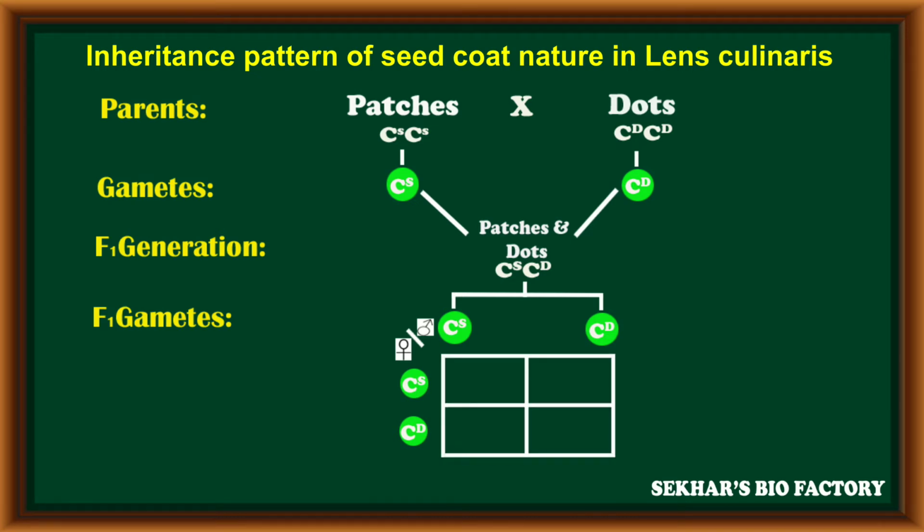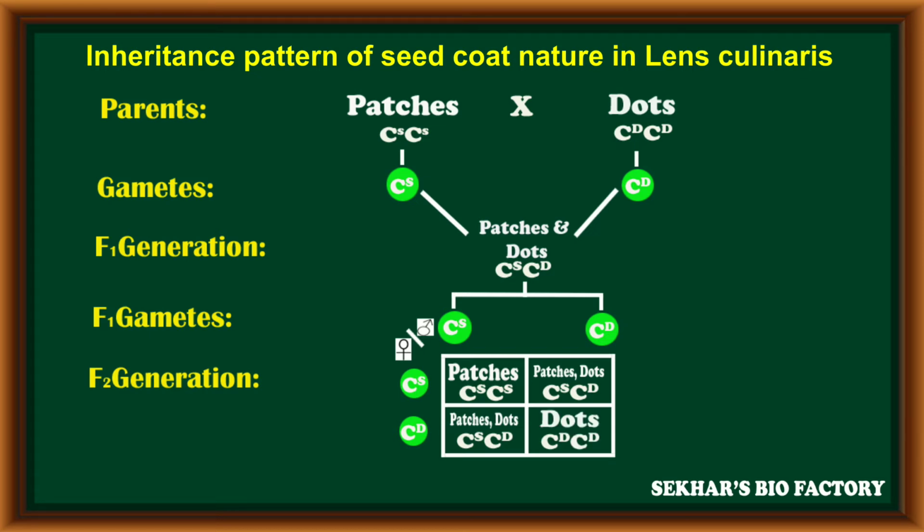In this F2 generation, the first combination is the plant having only patches on the seed coat because of capital CS alleles. The second plant has both patches and dots because of capital CS and capital CD alleles. The third offspring also has both patches and dots on the seed coat because of capital CS, capital CD alleles. But the last combination, the fourth plant, has only dots on the seed coat because of the capital CD allele. In this way, we get the F2 progeny.